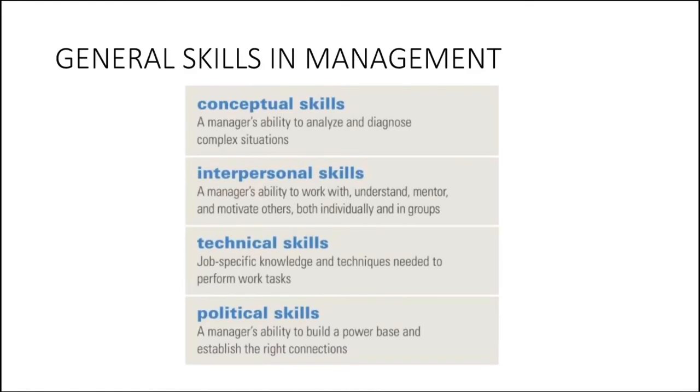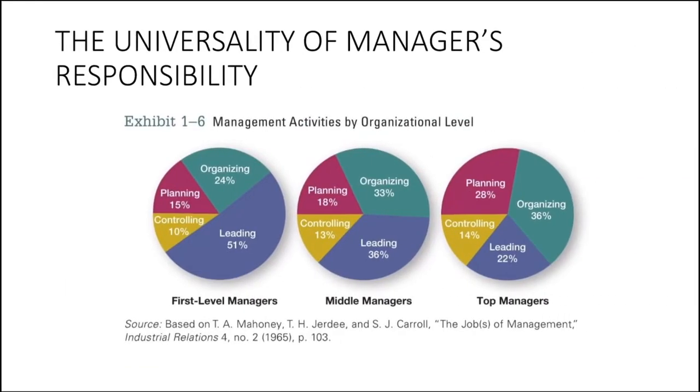Okay, dia kena ada pengaruh. Kalau kita tak ada pengaruh kat sini, macam mana kita nak lead orang, sebab orang pun tak tahu, tak kenal kita siapa. That's why we need to have political skills in management. Okay, these are the four skills in management in general. Banyak je skill lain, tapi these are the major ones lah.